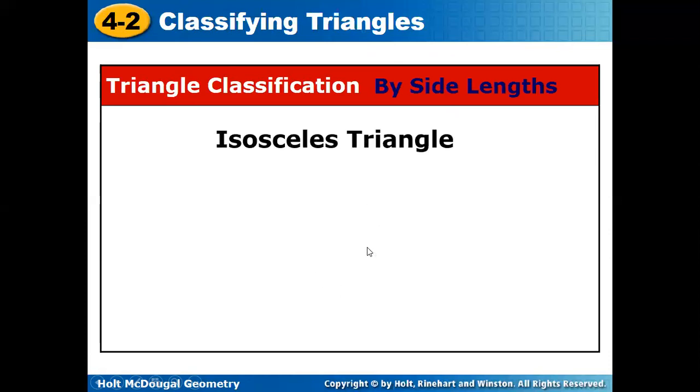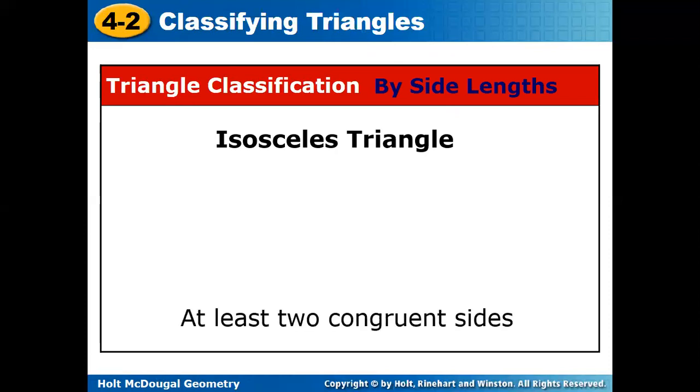The second type is the isosceles triangle. This triangle has at least two congruent sides. It means maybe a triangle has two sides that are congruent like this, so it will be an isosceles triangle, okay?